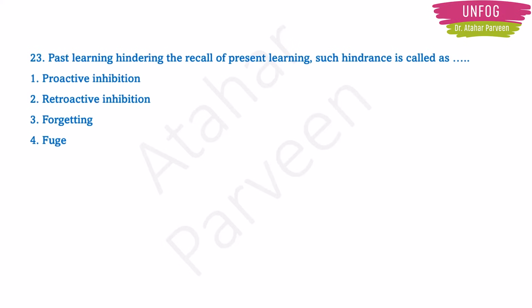Now the question is about that situation where your past learning is hindering the recall of present learning. Such type of hindrance is called as, four options they have given: proactive inhibition, retroactive inhibition, forgetting, fugue. So the correct answer is A, proactive inhibition.